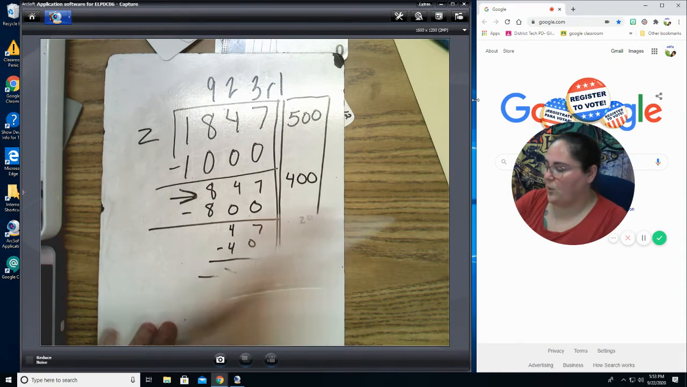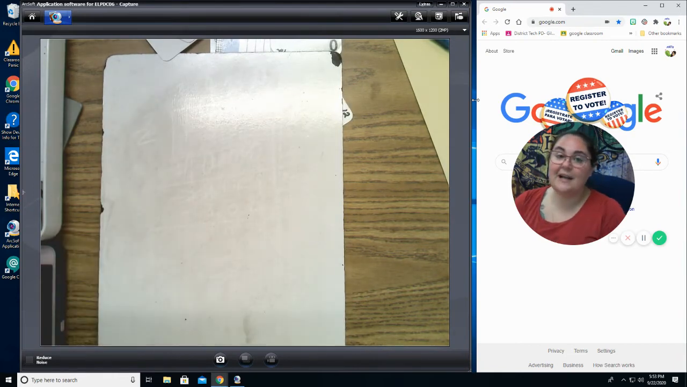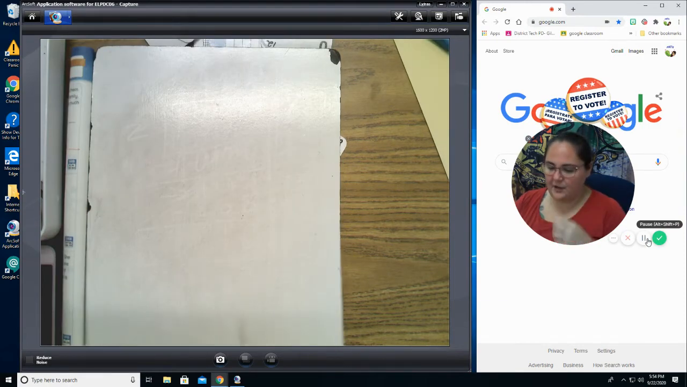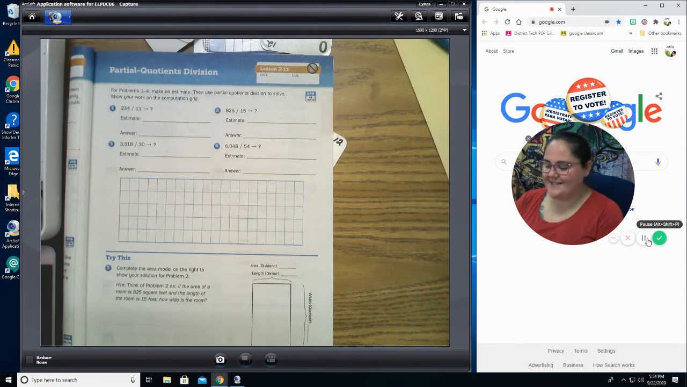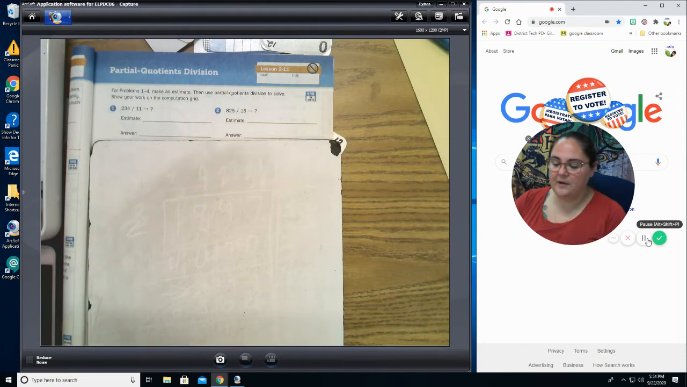When you're doing partial quotients, it's a good idea to go ahead and write out and think about your factors kind of off to the side. So we're going to go through some of that today, and we're going to talk about the process that I use when I use partial quotients. All right, so now we're going to look at our math workbook. We're going to look on page 63. So we're going to start with number 1.